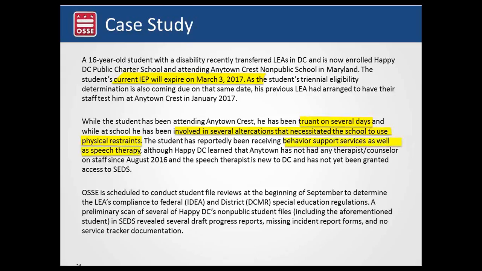Another concern that came to light is that the student has not been receiving their services and the school does not have the appropriate providers on staff. So that's a case where we would want the non-public to reach out to OSSE so that OSSE can follow up and ensure that the school has a sufficient number of providers on staff to provide those services.